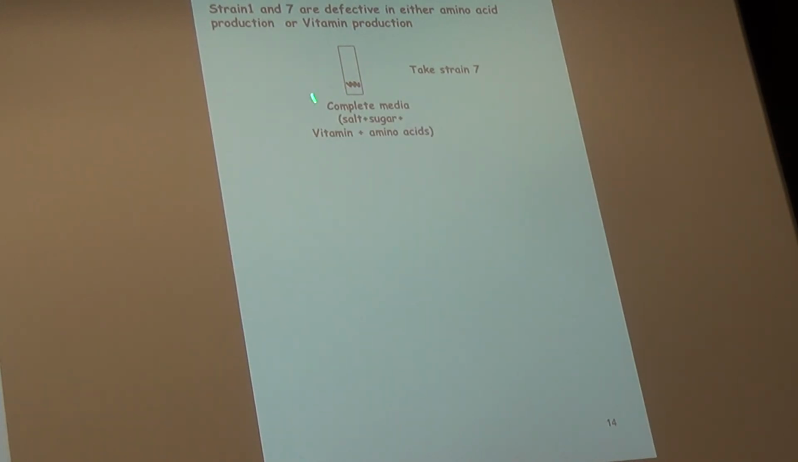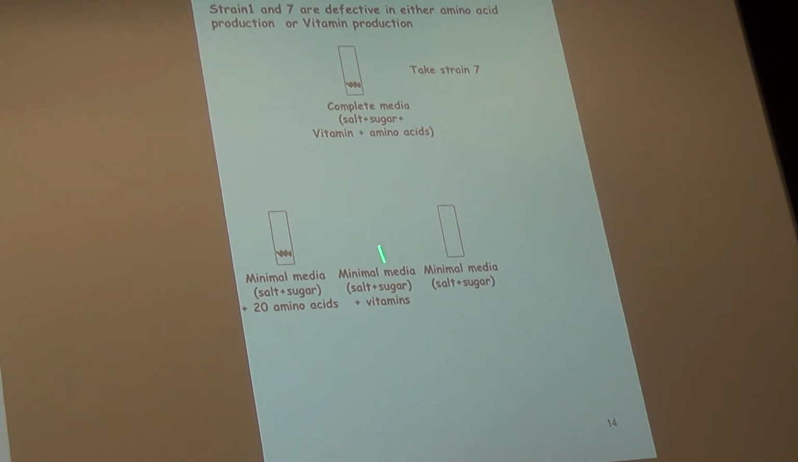You start with complete media, strain 7 grows. You transfer to minimal media with amino acids, strain 7 grows. Minimal media on its own, strain 7 doesn't grow. Minimal media with vitamins, strain 7 doesn't grow. And so based on this, you will say strain 7 requires amino acids. It's got a mutation in the pathway for the synthesis of amino acids.